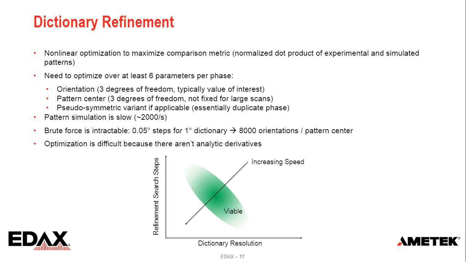And so you have this trade-off where you want the largest dictionary step between orientations possible to minimize the size of the dictionary. But that means that your refinement step has a larger search space. And so you're basically stuck on this constant speed band, and there's no way to avoid paying a penalty on either the initial indexing or on the subsequent refinement step.